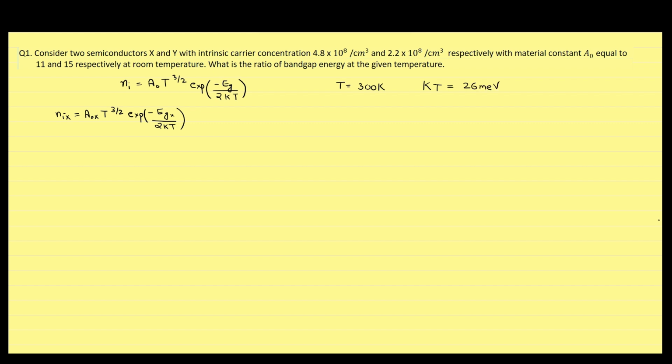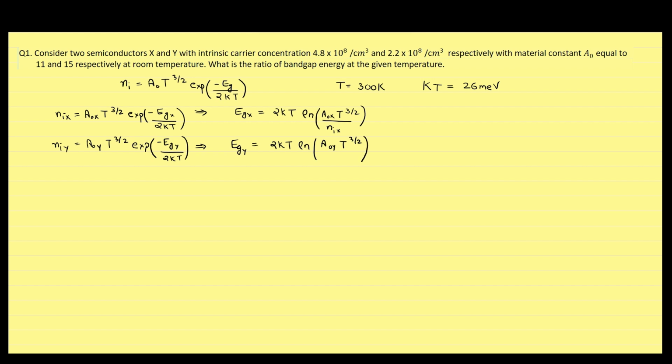Now we will write the same equation for semiconductor Y. After rearranging the equation, you will get the value of bandgap energy of semiconductor X. Similarly, we will get the bandgap energy of semiconductor Y to be equal to 2 kT natural logarithm A naught Y multiplied by temperature raised to the power 3 by 2 divided by intrinsic carrier concentration of semiconductor Y.